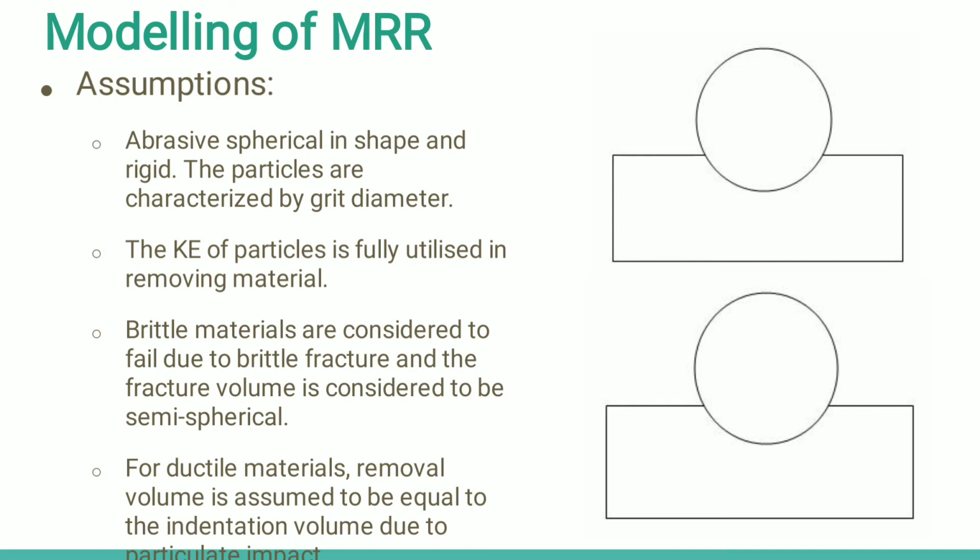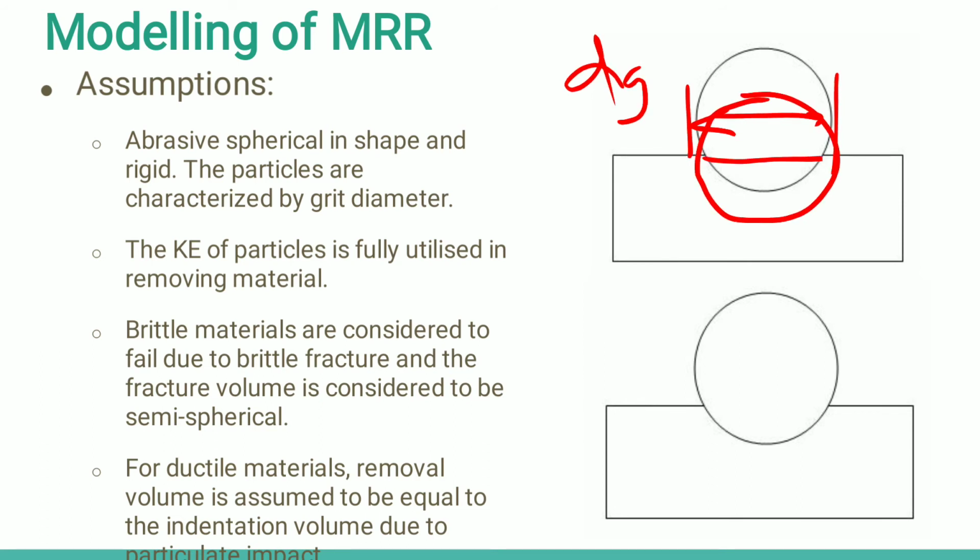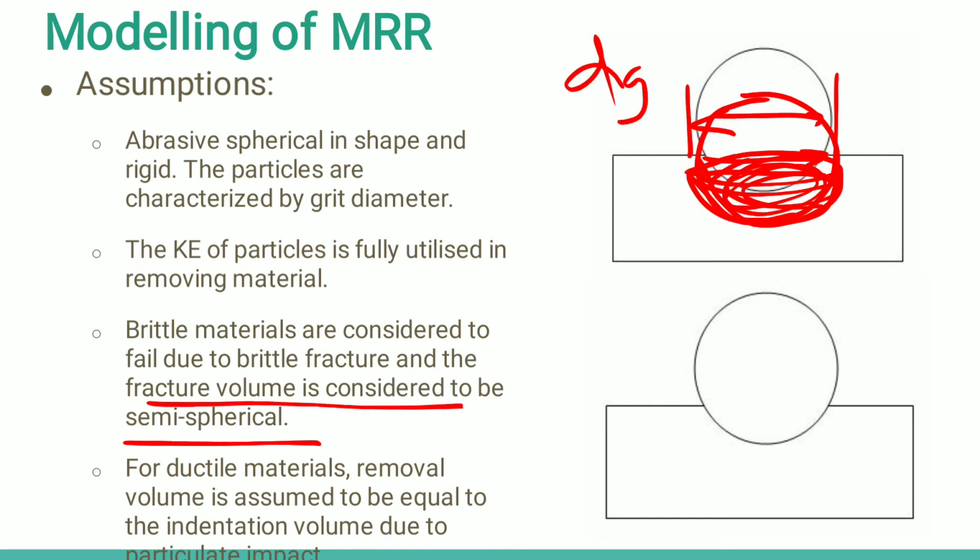Okay, the maximum possible case is if this is the diameter of the grit, dg. When it collides here, this is the maximum diameter that can be covered while removing the material. If this is the maximum diameter, then the material removed from this surface will be like a semi-sphere, because half of the abrasive particle is inside the workpiece surface, a complete half portion. So that's why I mentioned that the fracture volume is considered to be a semi-sphere.